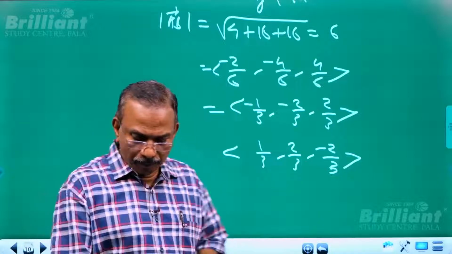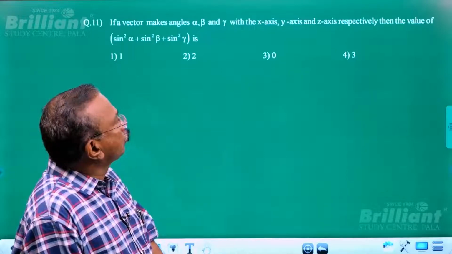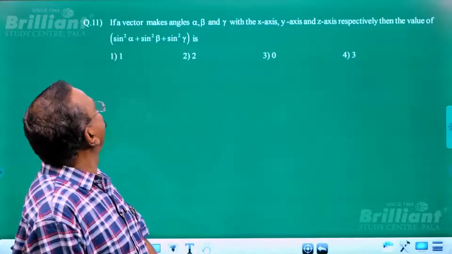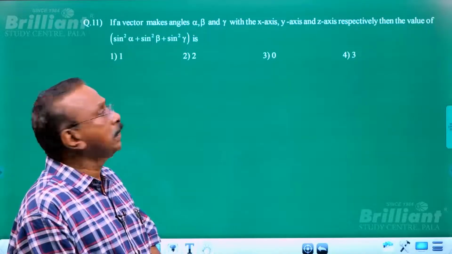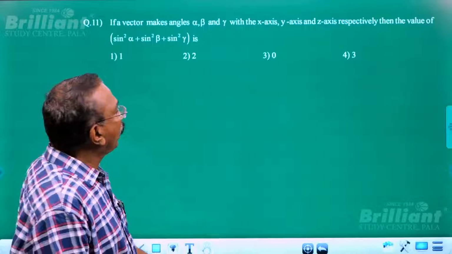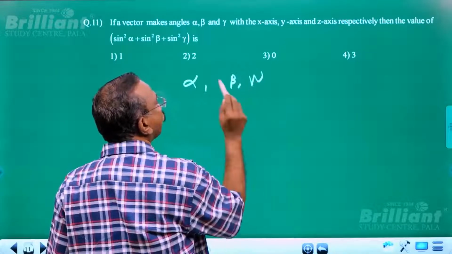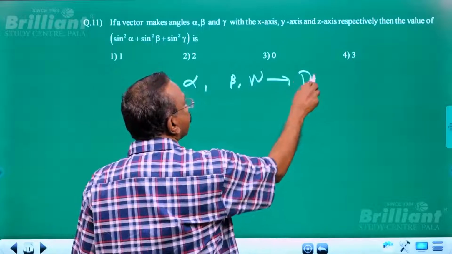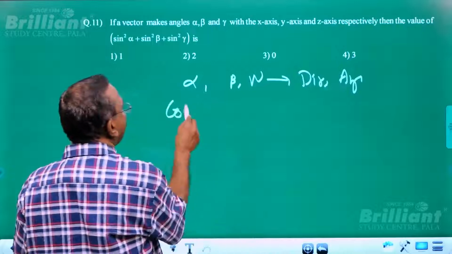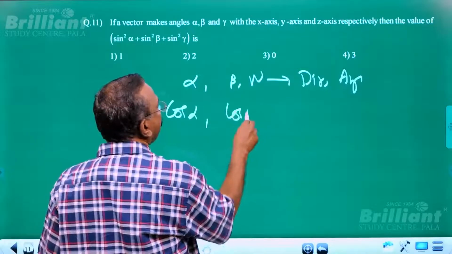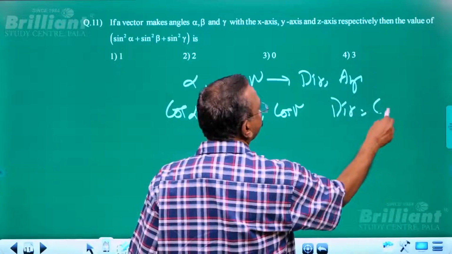Now our next problem: a vector makes the angles alpha, beta, gamma with the x axis, y axis and z axis respectively. Then find the value of sine square alpha plus cos square alpha, sine square beta plus sine square beta. You know, if alpha, beta, gamma are direction angles, they are known as direction angles. Then the cos values, cos alpha, cos beta, cos gamma, are the direction cosines.